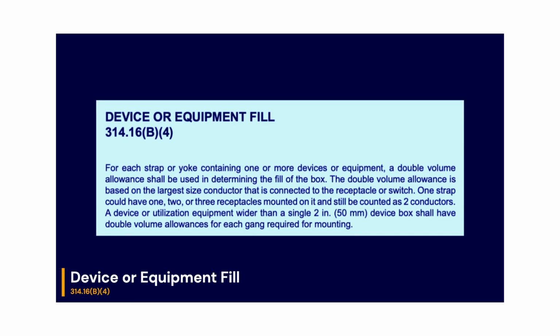Device or equipment fill. 314.16(B)(4). For each strap or yoke containing one or more devices or equipment, a double volume allowance shall be used in determining the fill of the box. The double volume allowance is based on the largest size conductor that is connected to the receptacle or switch. One strap could have 1, 2, or 3 receptacles mounted on it and still be counted as two conductors. A device or utilization equipment wider than a single 2-inch, 50 mm, device box shall have double volume allowances for each gang required for mounting.